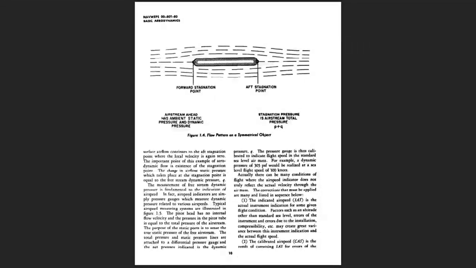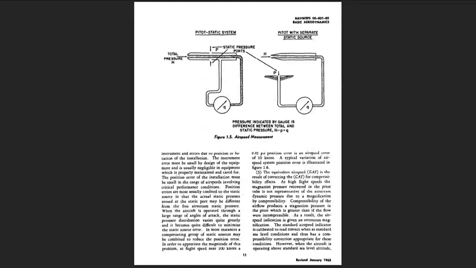The change in airflow static pressure which takes place at the stagnation point is equal to the free stream dynamic pressure, lowercase q. The measurement of free stream dynamic pressure is fundamental to the indication of airspeed. In fact, airspeed indicators are simply pressure gauges which measure dynamic pressure related to various airspeeds. Typical airspeed measuring systems are illustrated in figure 1.5.